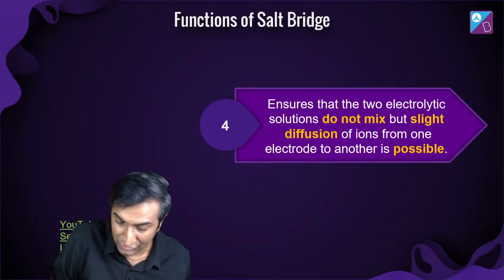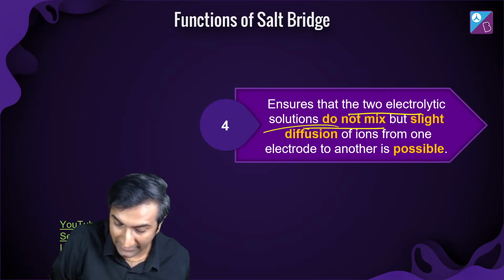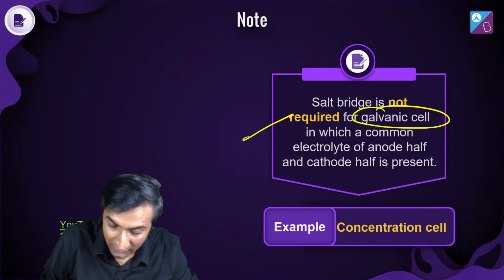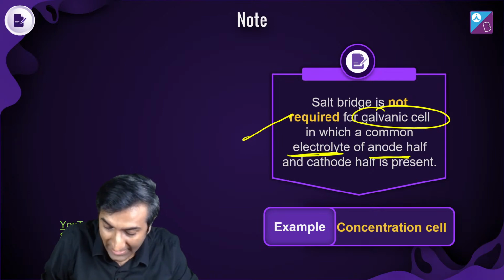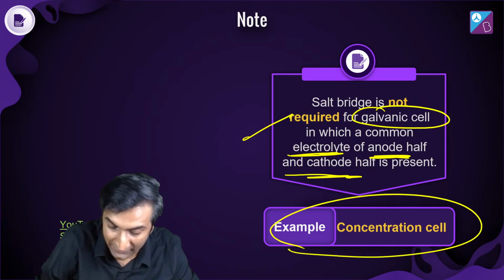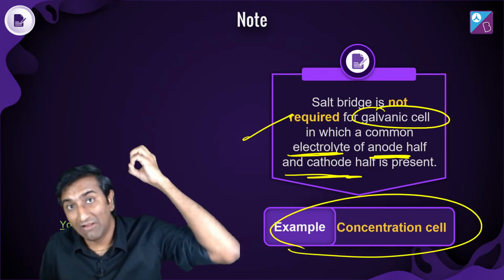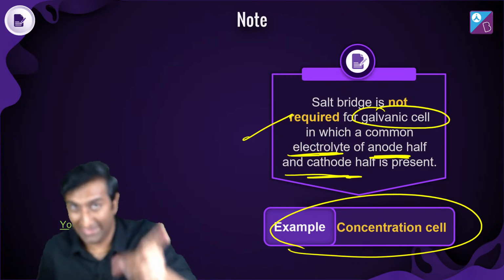I'm just going to quickly finish it up. Yeah, it ensures that two electrolytes don't mix, but the diffusion of ions is possible. Okay, I'll give these notes to you. Don't worry about it. It's a simple cheez hai. Khair, it is not required for a galvanic cell which has a common electrolyte or anode and cathode half is present, which means concentration cell में जरूरत नहीं है. In fact, even a regular galvanic cell, the cell will work without it, but it will just stop sooner. ठीक है, ये जरूरी बात है.